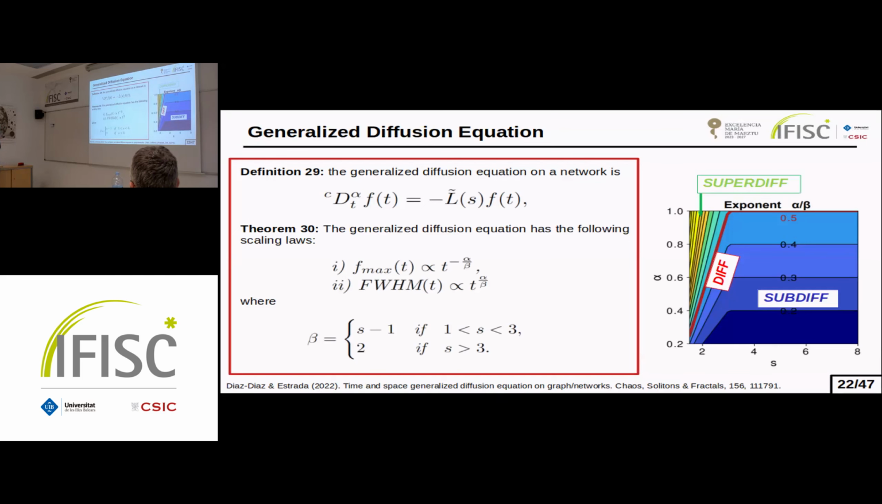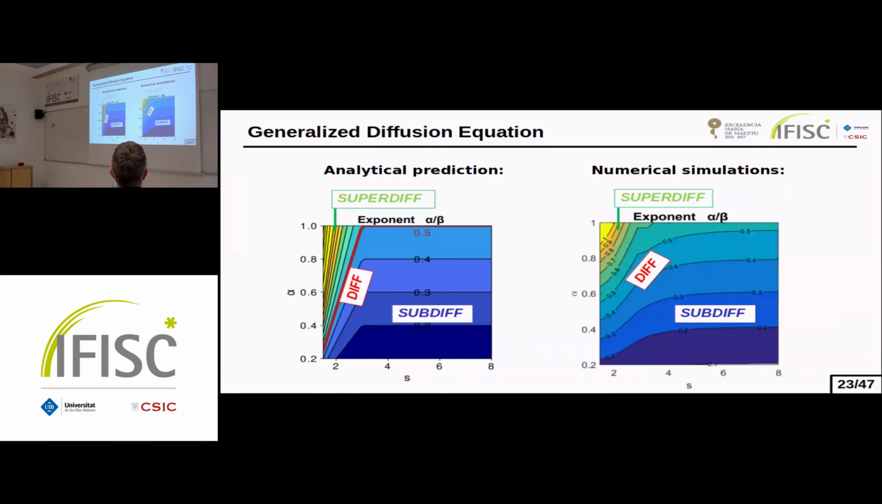Solving this is not trivial. It takes a few pages, but it can be shown that now the time scaling depends both on the exponent alpha and on the exponent S. The phase diagram shows that we can obtain the three regimes, superdiffusion, diffusion, and subdiffusion, just by changing the values of the parameters alpha and S. With the same equation, we obtain the three possible regimes. We also ran some numerical simulations, and we found that the three different regimes appear in the same regions of the phase diagram.